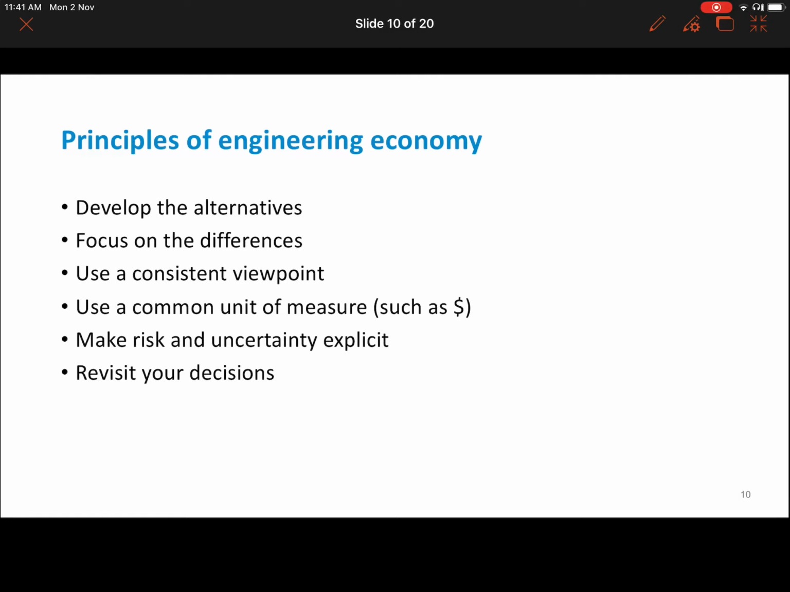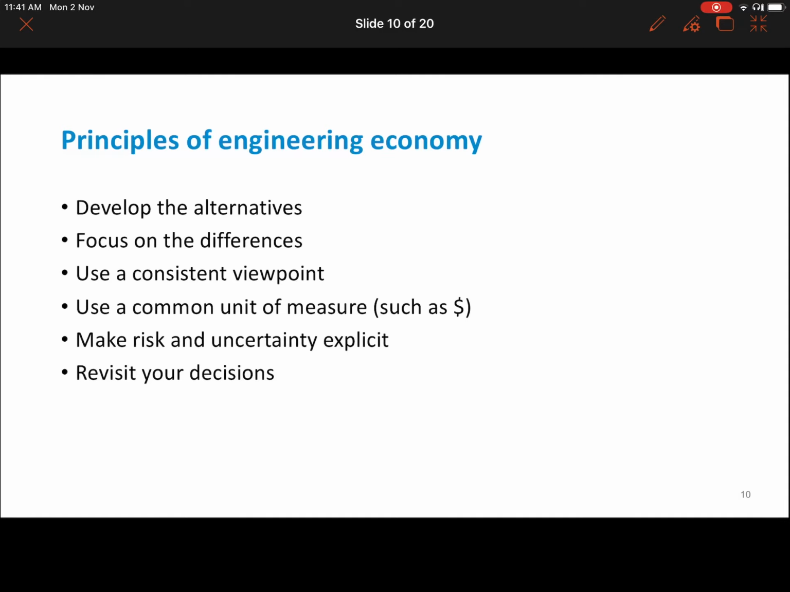Alternatives means if you are assigned to a certain project, you have many alternatives to run this project. Which alternative will you select? You don't know, but you need to know all of the alternatives first. Then you need to focus on the differences. Each of them has some difference among each other. Just focus on these differences.